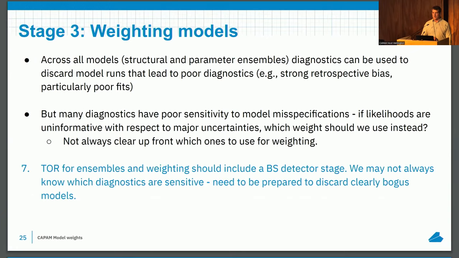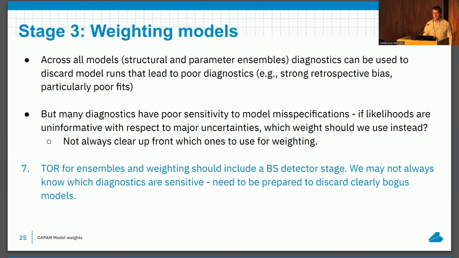I guess the other thing that I wanted to mention, which basically agrees with the previous discussion, is that even though we can set all of this up a priori, often we don't really know which diagnostics are going to come out. And we've also seen in a number of papers now that a lot of diagnostics actually have poor sensitivity to model misspecification, for example. And if likelihoods are uninformative, perhaps we shouldn't expect all of these diagnostics based on the same data to be more informative about model misspecification.